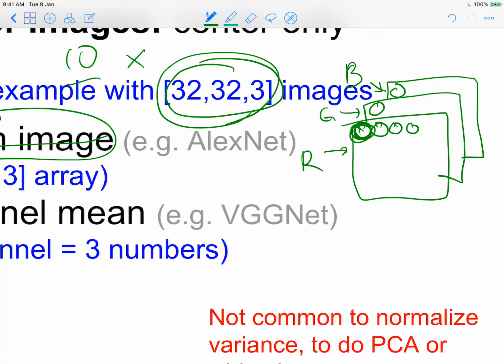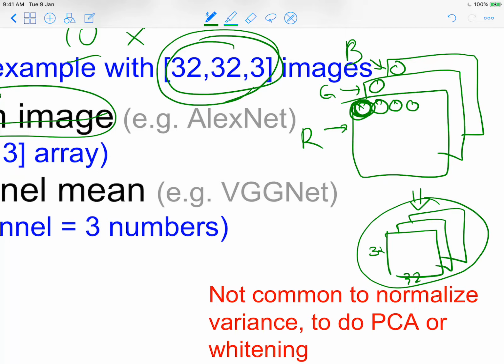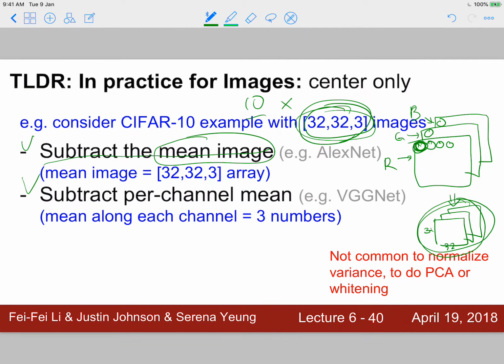So what is that average output? That is just the average image that we get from the 10 different images, right? And our average output will also be 32 by 32 with 3 channels, right? This can be viewed as our average image, and then we just subtract this entire tensor from each of our images. So that corresponds to the first case of subtracting the mean image. And then the second one, the per-channel mean, is as follows.